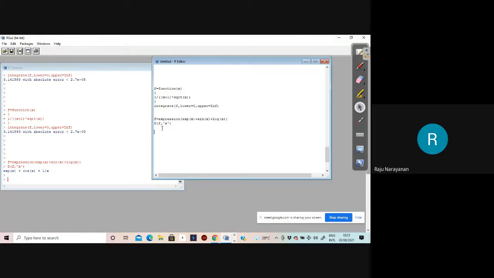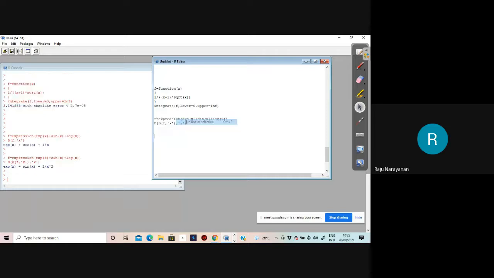Suppose you want to find a second derivative. What is to be done? D of that, that's all. D of D f x, x. Then you should get e raised to x minus sin x minus 1 by x square. That should be the answer: e raised to x minus sin x minus 1 by x square.